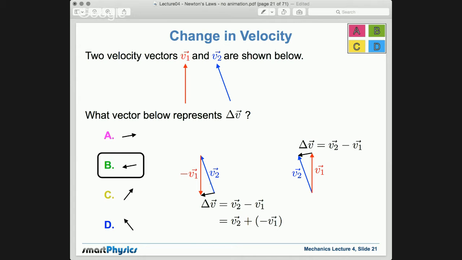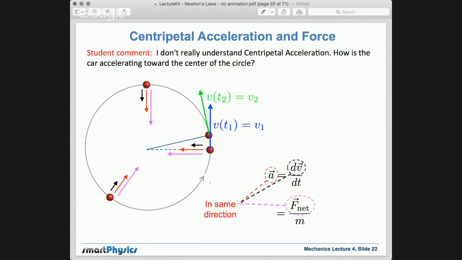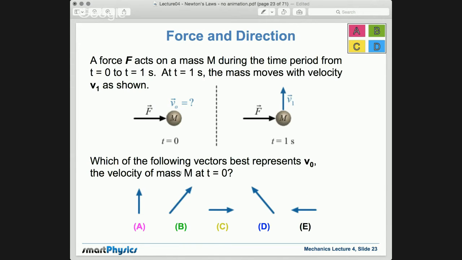And so we also talked about that in the context of centripetal acceleration, and how the acceleration, the change in velocity, and the net force are all directed inward towards the center of motion, the center of the circle. Okay, and so this was the question that appeared on your pre-lecture, and I wanted to make sure that we were clear on this because there was quite a spread in answers on your pre-lecture.